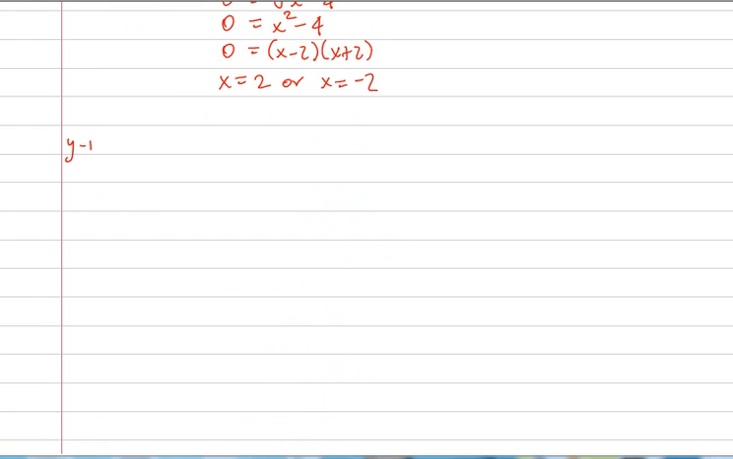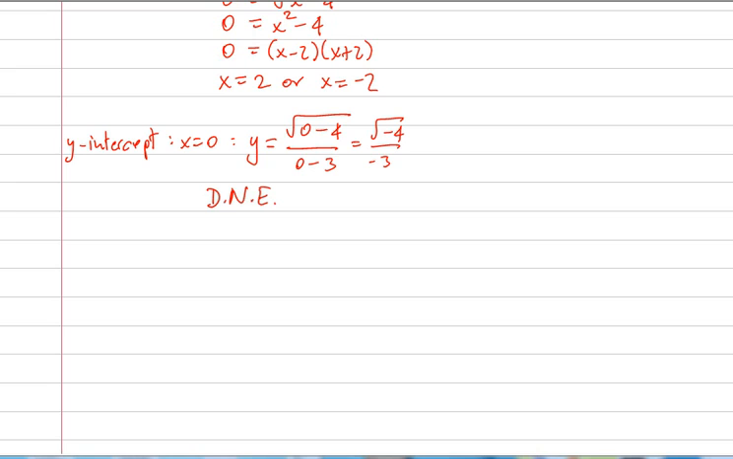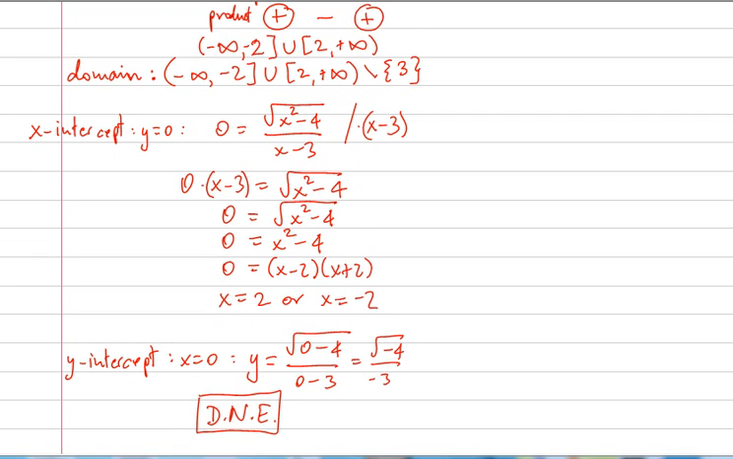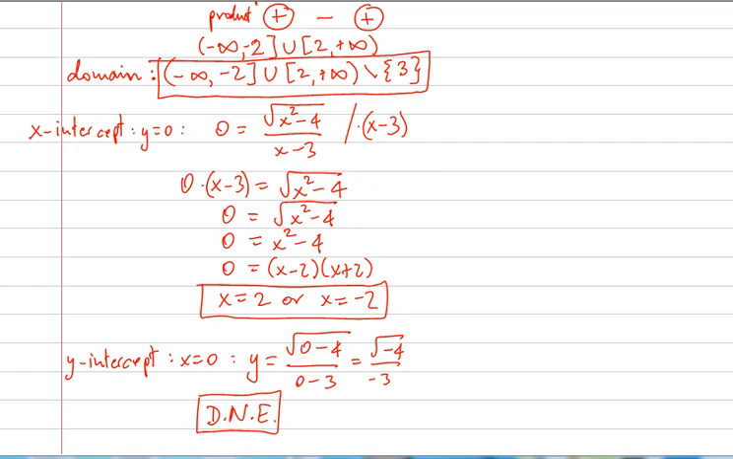For y-intercept, we plug in x equals 0 in the equation, so we get y equals square root of 0 minus 4 divided by 0 minus 3, and we see that we have a square root of a negative number, which cannot be, so the y-intercept does not exist. And we can see that by looking at the domain again and seeing that 0 does not belong to the domain of the function. So this is the domain, these are the x-intercepts, and the y-intercept does not exist.